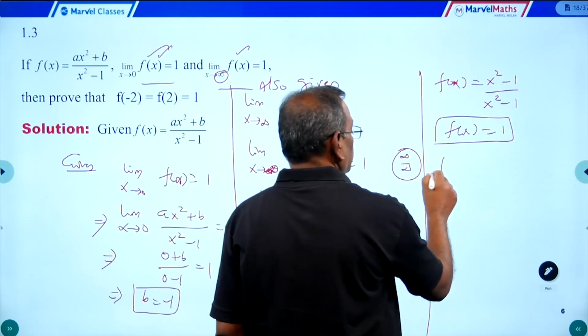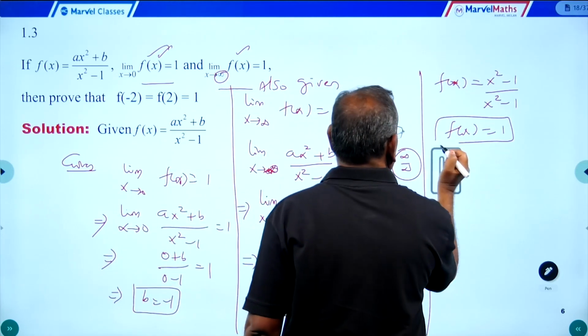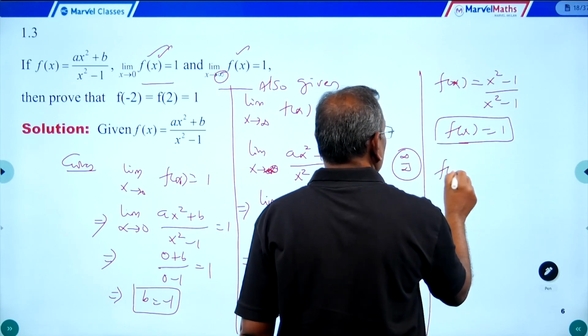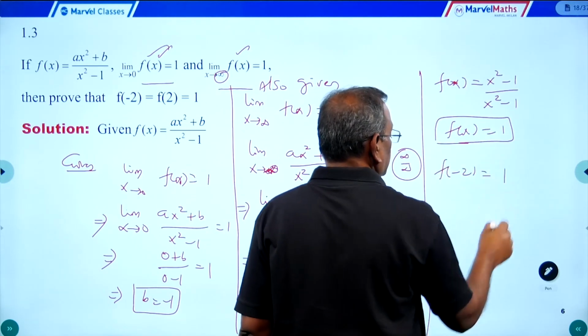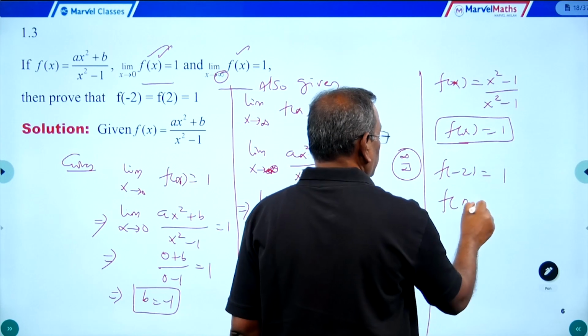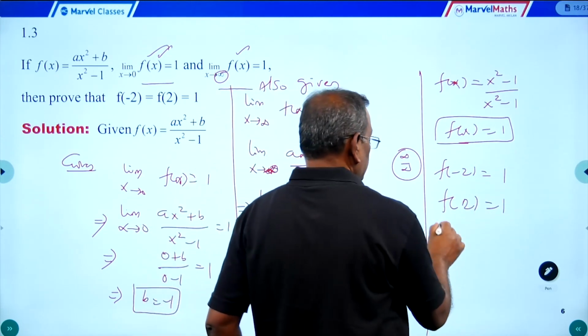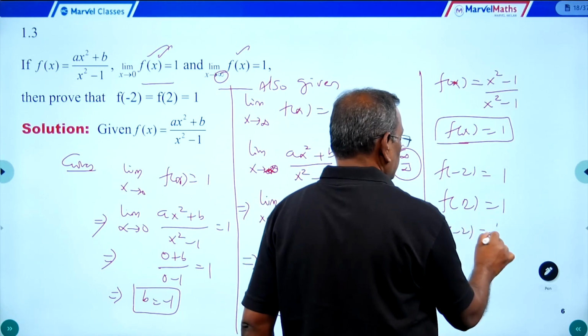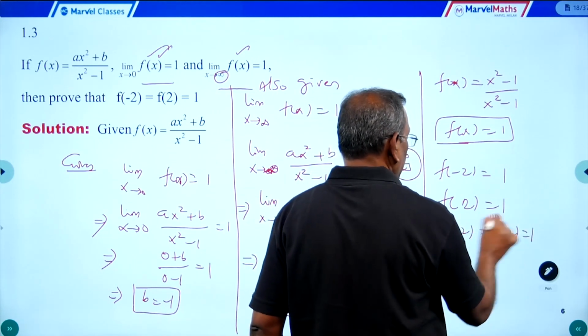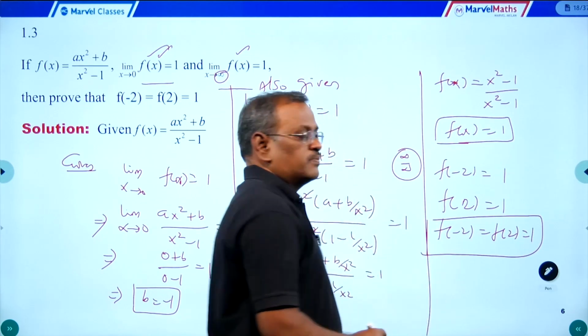And hence what is the input? When x equals minus 2, what is f of minus 2? There is no x and hence it is 1. And also f of 2 is also 1 because there is no x in this function. Therefore, what is the conclusion now? f of minus 2 equals f of 2 equals 1. That is the required result, proved.